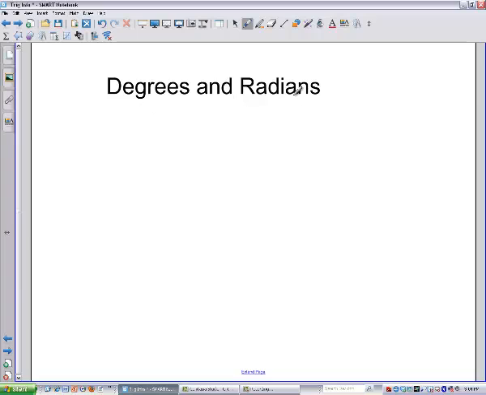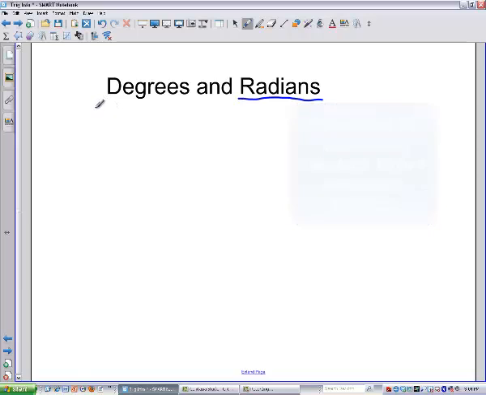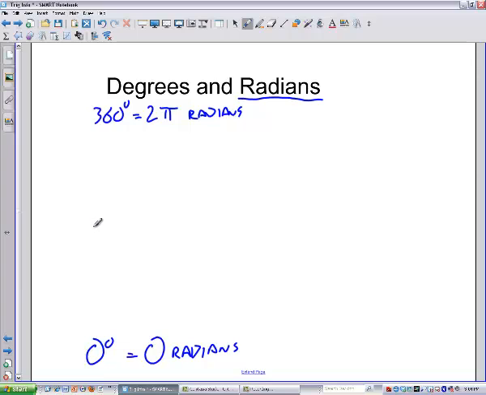The other piece is degrees and radians. Okay, how do we convert? In here, we tend to use radians, so bear that in mind. The thing that you want to remember is that 360 degrees is equal to 2 pi radians. On the other end of the scale, 0 degrees is equal to 0 radians. So let's cut it in half. Let's get to 180 degrees. Well, 360 is 2 pi. Half of 360 should be pi.